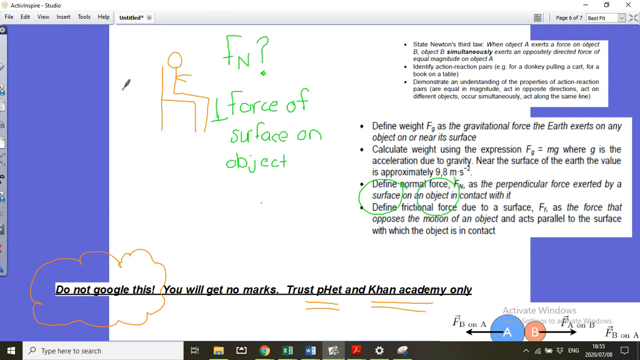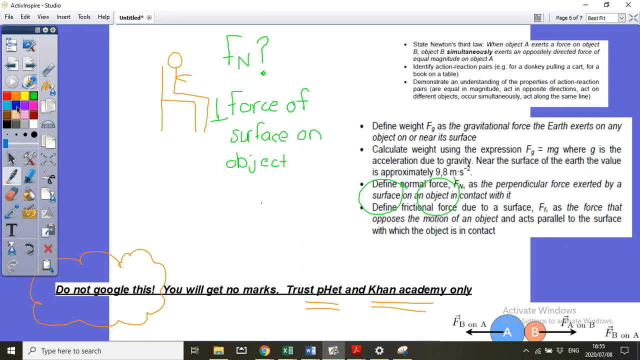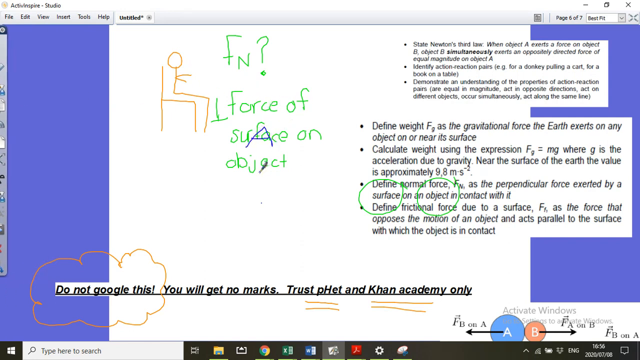Now let's see. Remember, you need to decide what is A and B. It's the force of the surface on the object. No third thing must be involved here. So for my Newton 3 reaction force, it's going to be the force of the object, which is me, so kVs on the surface.